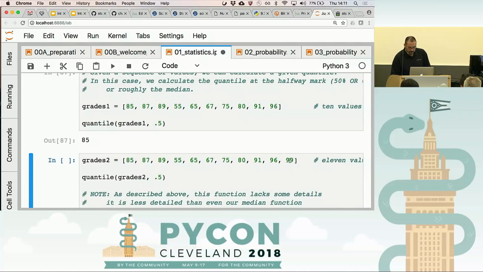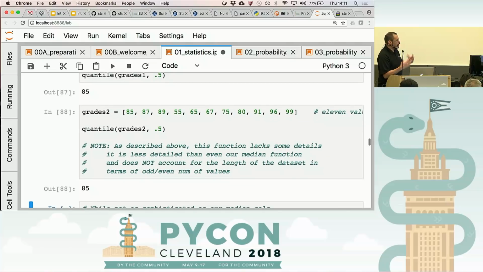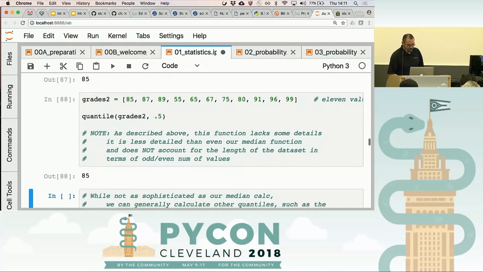If I had an odd number of values, 11 in this case, we can use that as well, but again, it's not going to be very precise. All right.